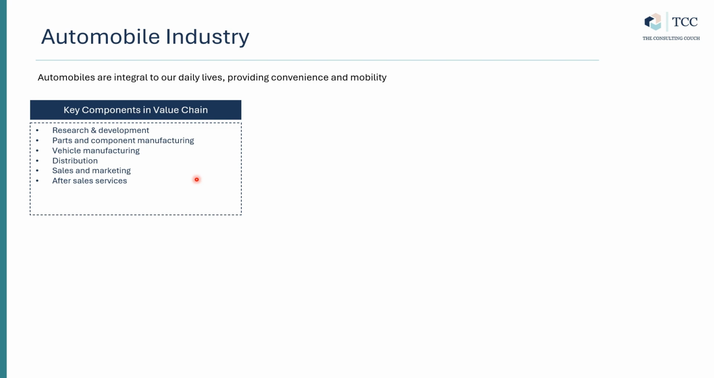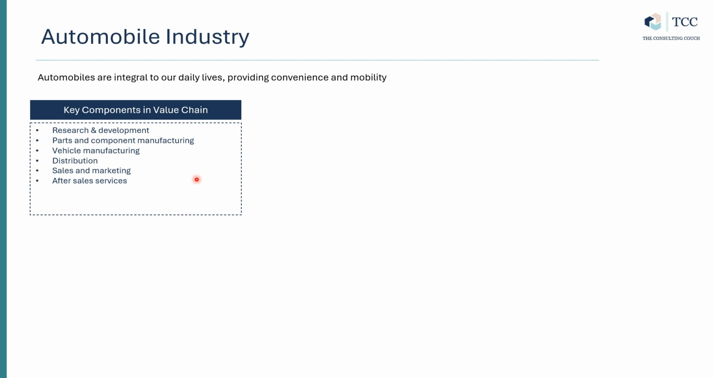And then comes after sales services, which includes maintenance, repairs, spare parts supply, insurance, and all those kind of stuff. Now, these were the major headers which are involved in the value chain of automobile industry, right from research and development to selling of the car and after sales service.